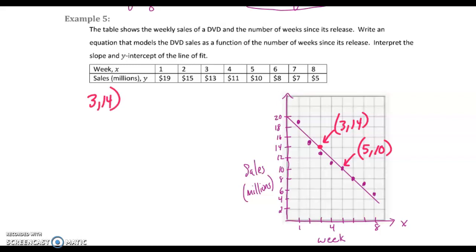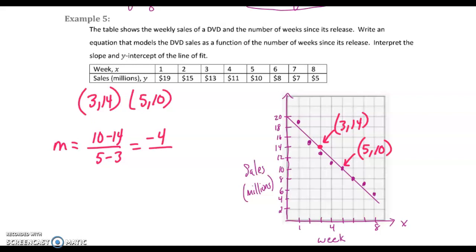Okay, so now we're going to go ahead and we're going to use these points to write a line of fit. So what would the slope be using these 2 points? All right, so the slope would be 10 minus 14 is -4, and 5 minus 3 is 2, and -4 over 2 is -2. So the slope is -2, which makes sense because the line does have a negative slope.